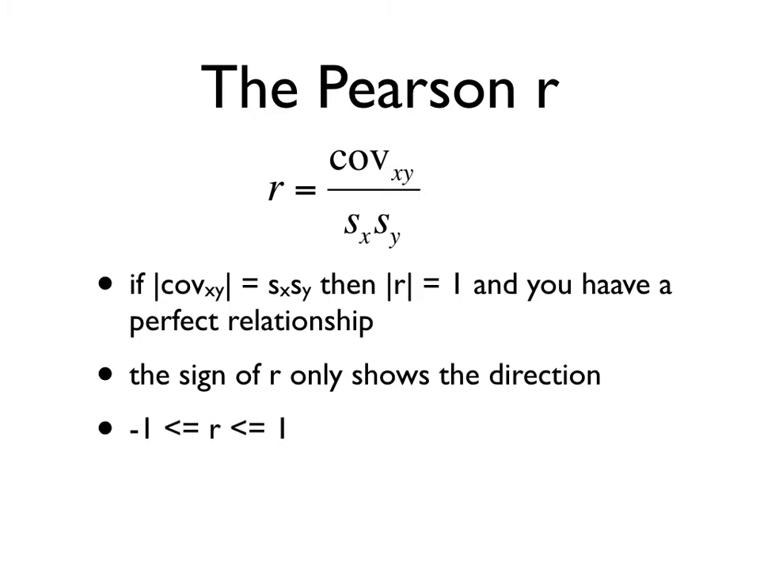R can only be between negative 1 and positive 1. It can't be greater than 1. If it's greater than 1, you did it wrong. Look at the formula. It's impossible for that to happen. The covariance, how much two variables vary together, can't be more than how much two variables could vary together if they all vary. It's impossible.